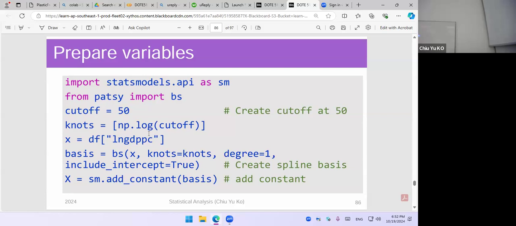I cut off there, okay? Because the cutoff 50 is based on the non-log scale, I have to log it first. That 50 becomes a log scale, okay? Here, the x is the log GDP, that's no problem. And I create the basis, which means I create a new thing such that the knot is equal to this guy, 50, because you allow more than one. So if you have more than one, you have a list there, the same thing, okay?